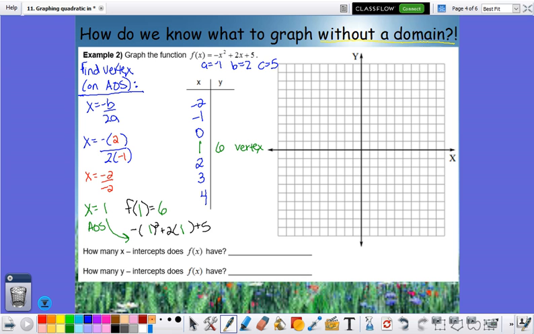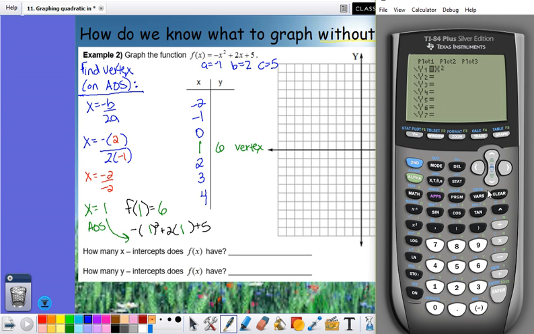Instead of substituting them one by one, let's go into y equals, let's clear this out, -x squared plus 2x plus 5. Let's take a peek at the graph. It definitely moved. It's also changed to go upside down. We know that because this front number for A is negative. Let's take a look at our table and get what we need.